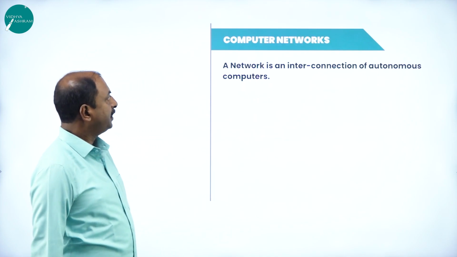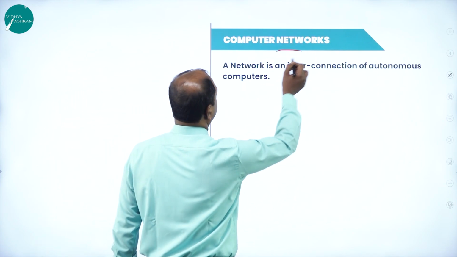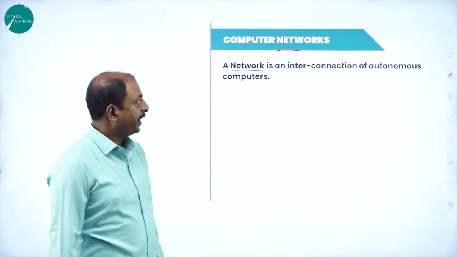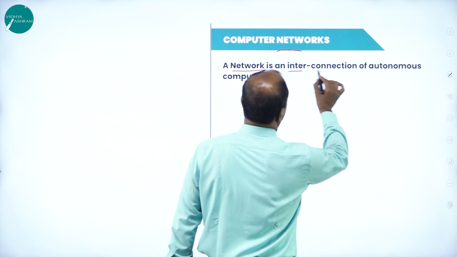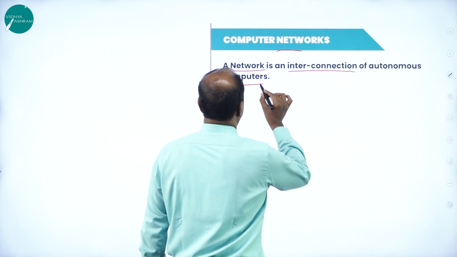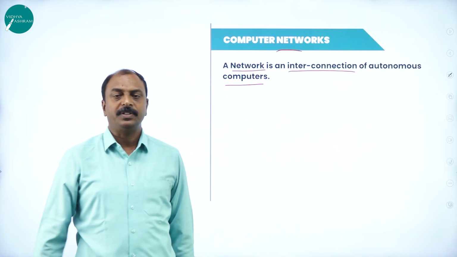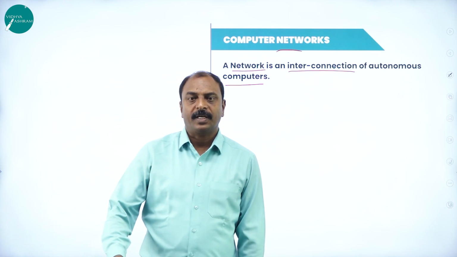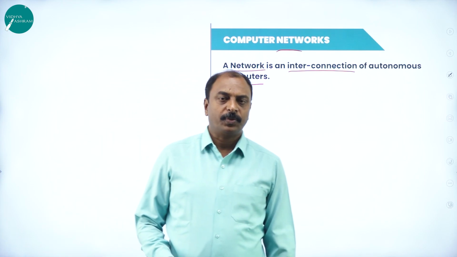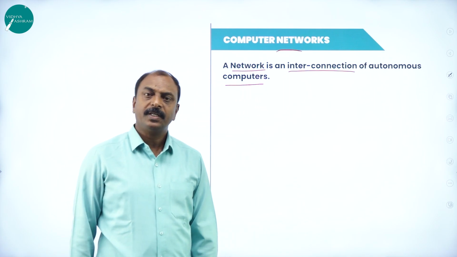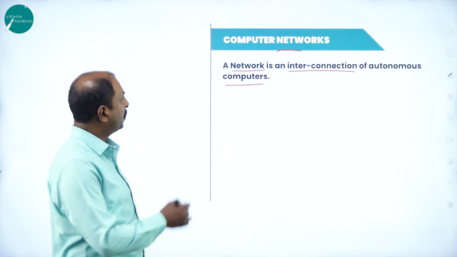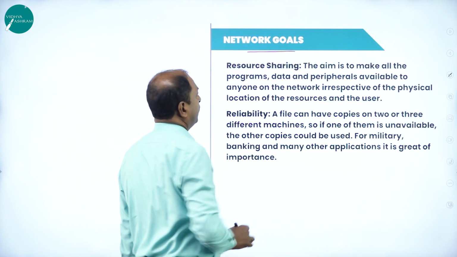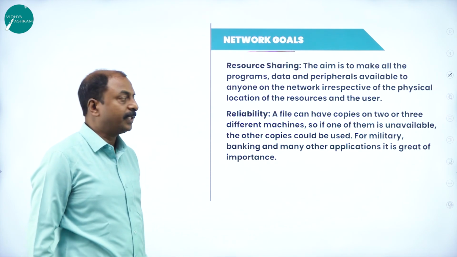Let us start with the definition of what is a computer network. A computer network is an interconnection of autonomous computers. In general, a computer network is nothing but connecting different computers together. It forms a computer network. That's the definition of a network. Now, what are the goals of networking? Let us see the different goals of networking.